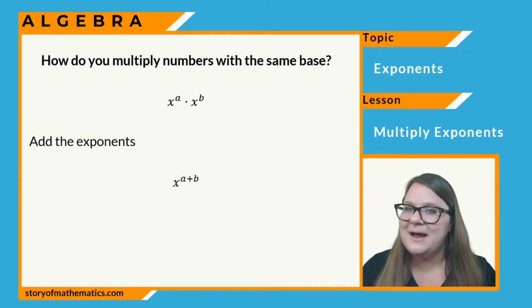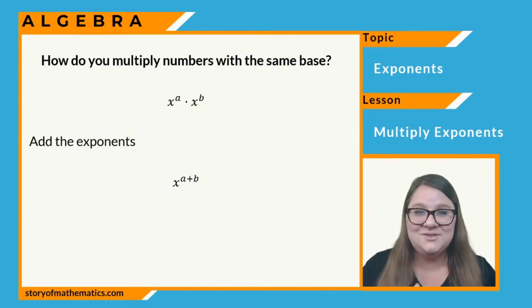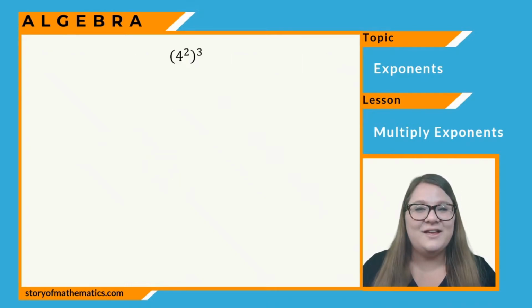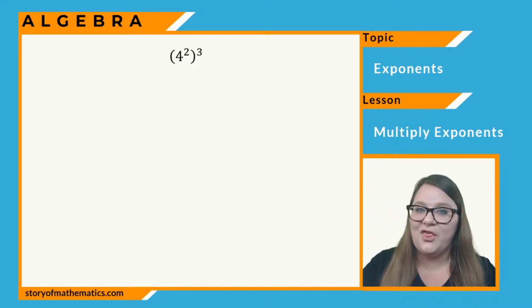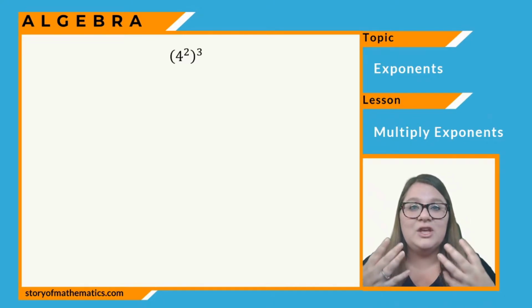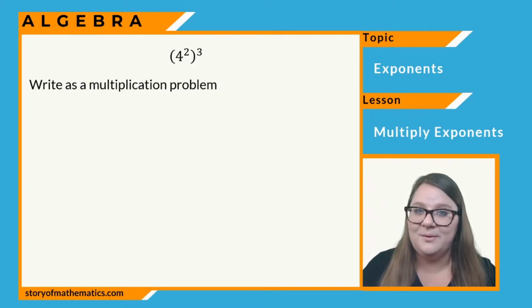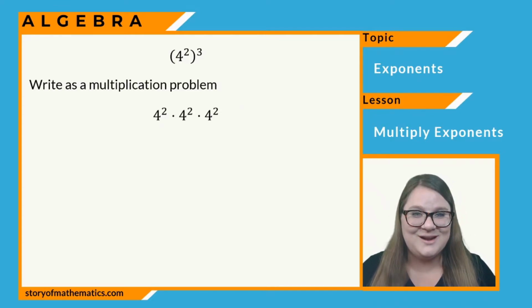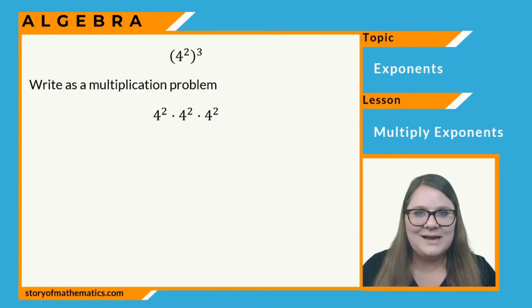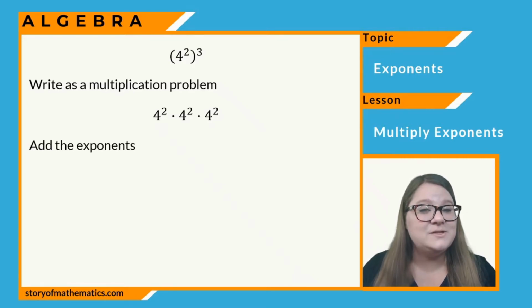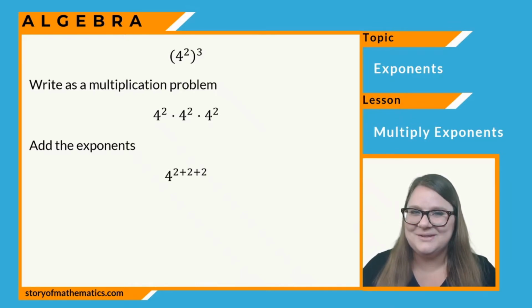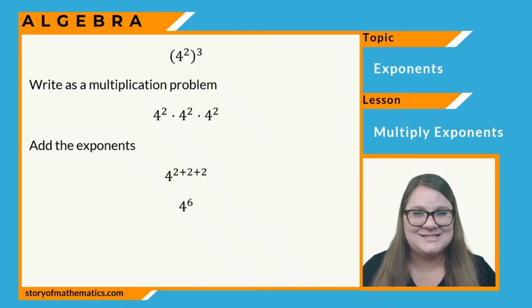If we put that into practice with something with two exponents, it might look like 4 squared to the third. Because I am cubing 4 squared, I can write that out as a multiplication problem: 4 squared times 4 squared times 4 squared. When I do that, I'll be able to add the exponents using the rule I just had. So that's 4 to the 2 plus 2 plus 2, or 4 to the 6.